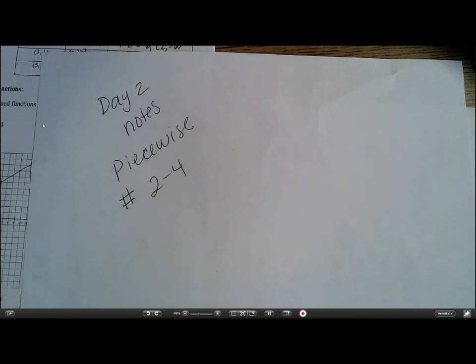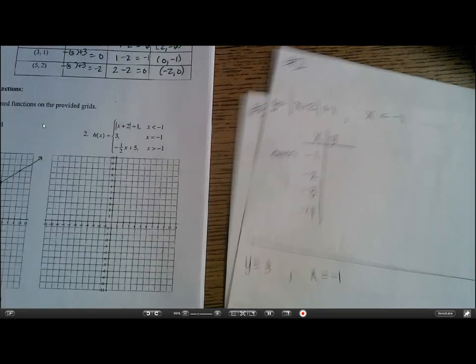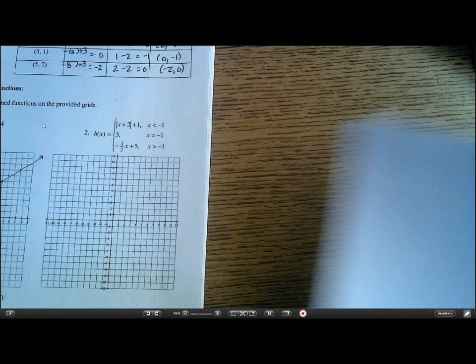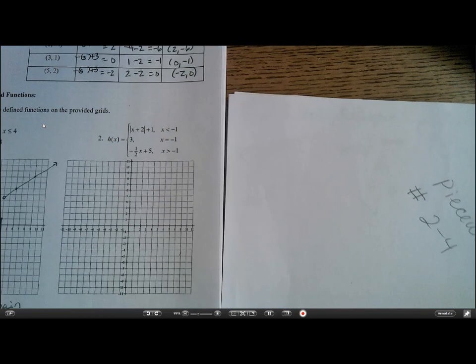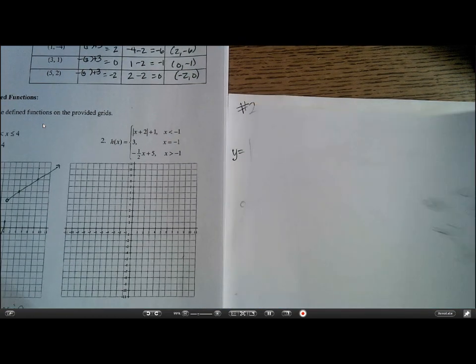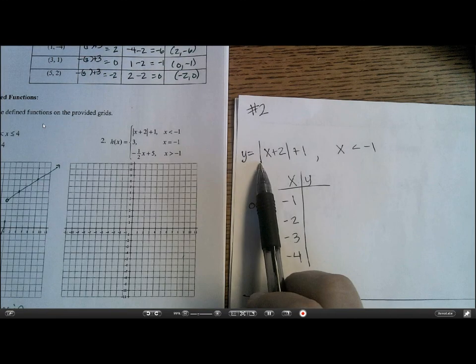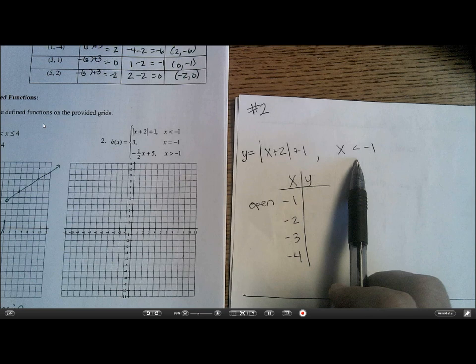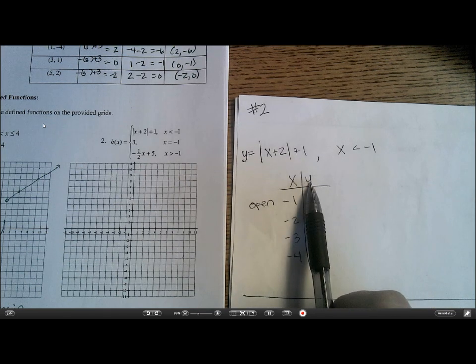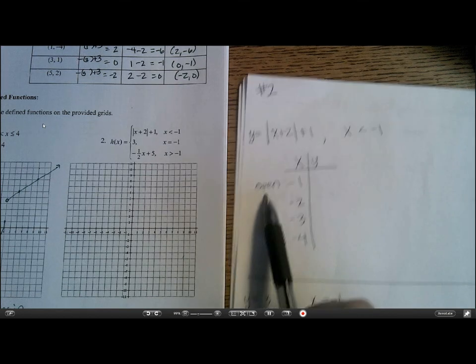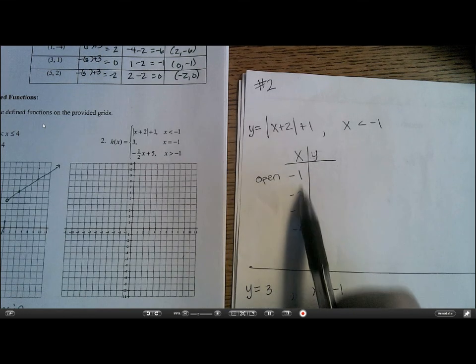All right, so we are going to continue with the piecewise functions and continue with numbers 2 through 4. So if we take a look at number 2, here is our functions and the domain. So when we go through and do this, the first function is this with this domain. So we make our table of values. We start with -1 and we notate whether or not it's going to be open or closed. And then we're just going to evaluate.